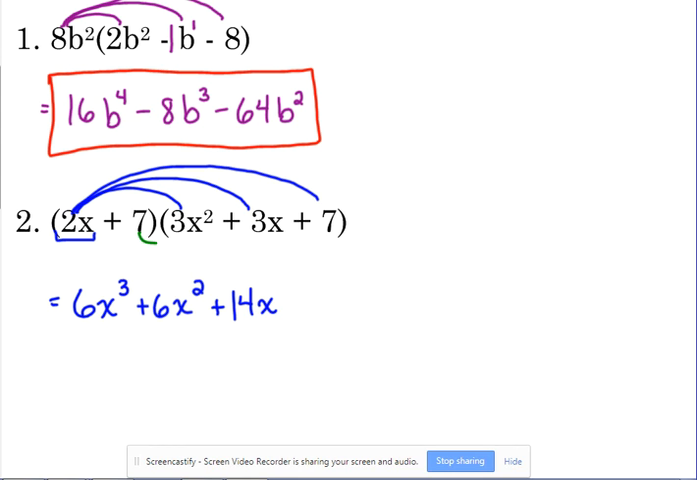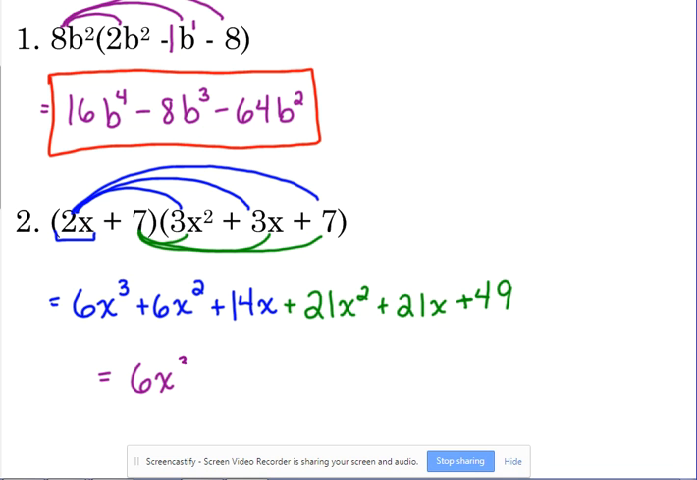Distribute the 7. Okay, 7 times 3x squared is plus 21x squared. 7 times 3x is plus 21x. And 7 times 7 is 49. Now, in the last problem, we didn't have any like terms, but in this problem, we do. So it's up to you how you want to do it. I always just start with the highest power, 6x cubed. Okay, and then I like to kind of underline so that I can see what I'm looking at.